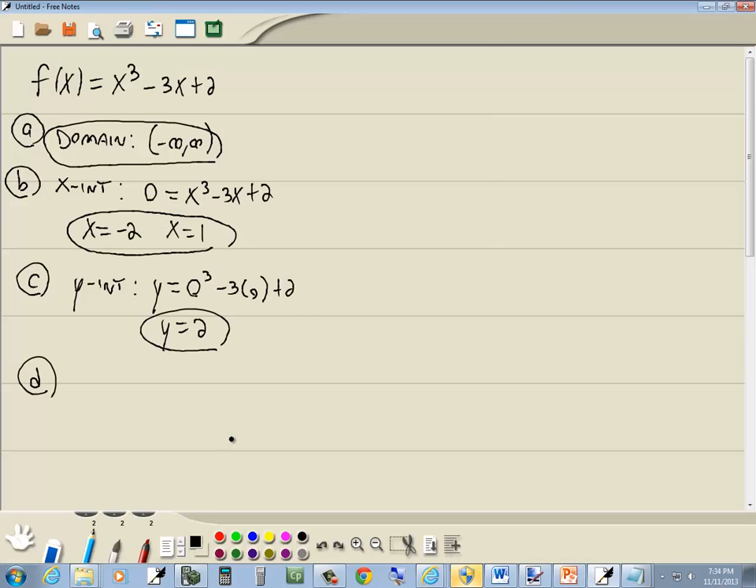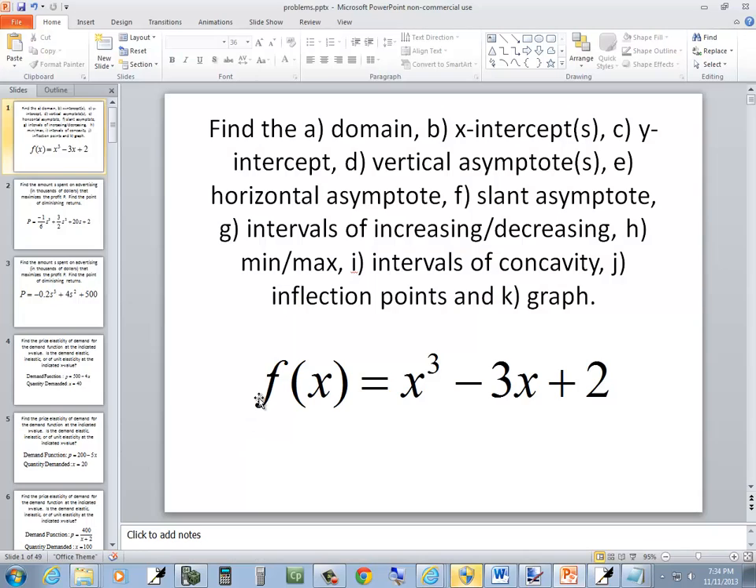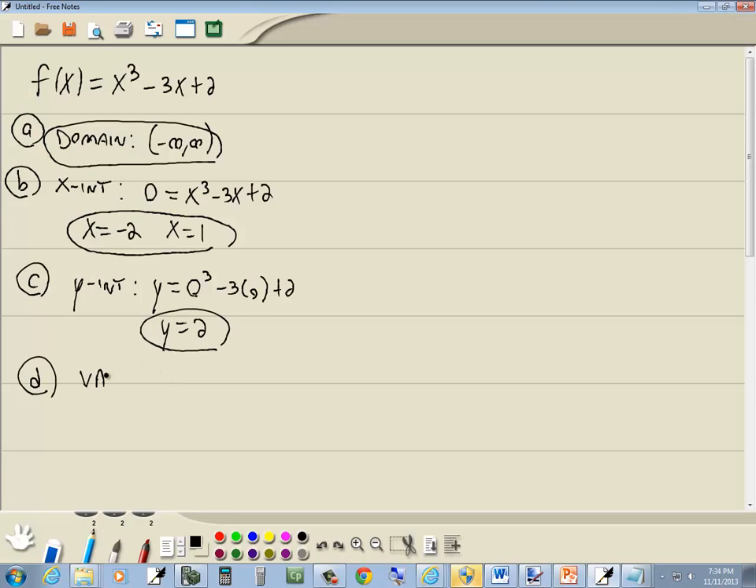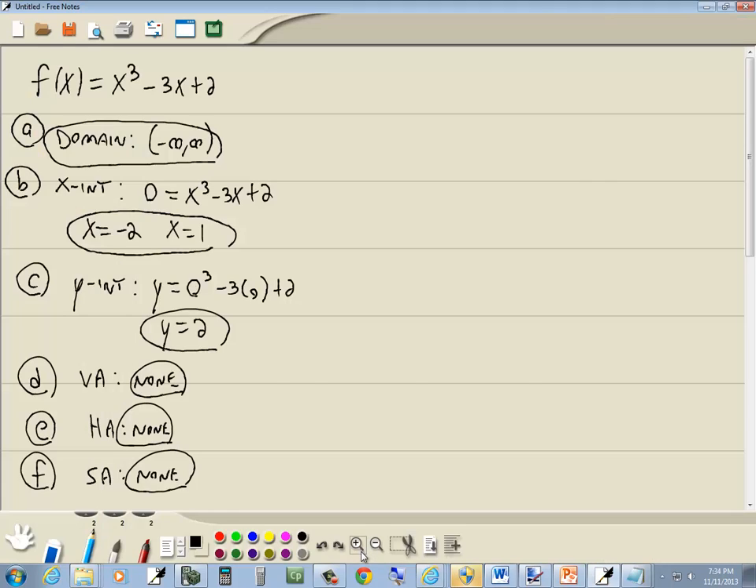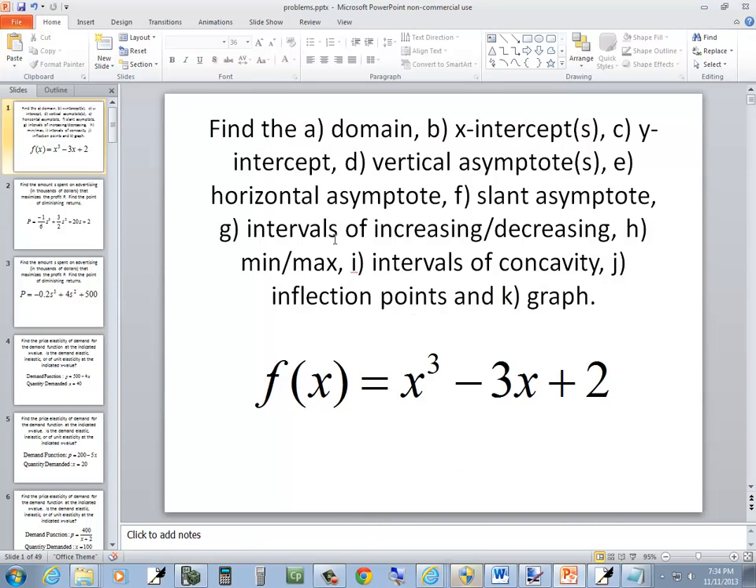What is D? D is vertical asymptote. Well, there is no vertical asymptote. You only have asymptotes when it's a rational function. Let's see, E. Horizontal asymptote? None. F. Slant asymptote. And that would be none. Again, you don't have any asymptotes unless you have a single fraction, a rational function.